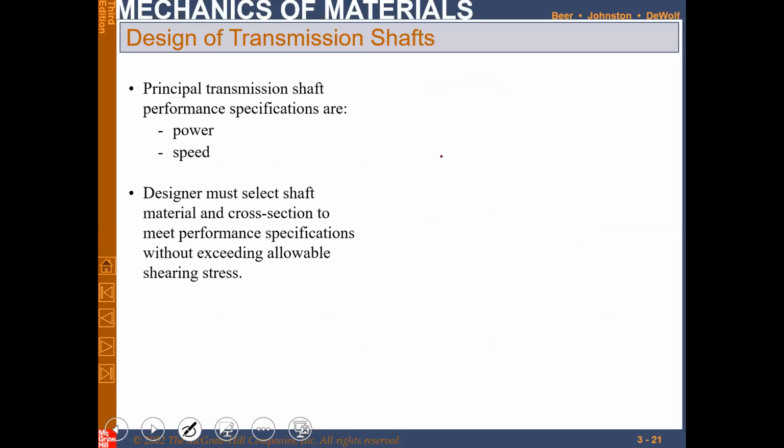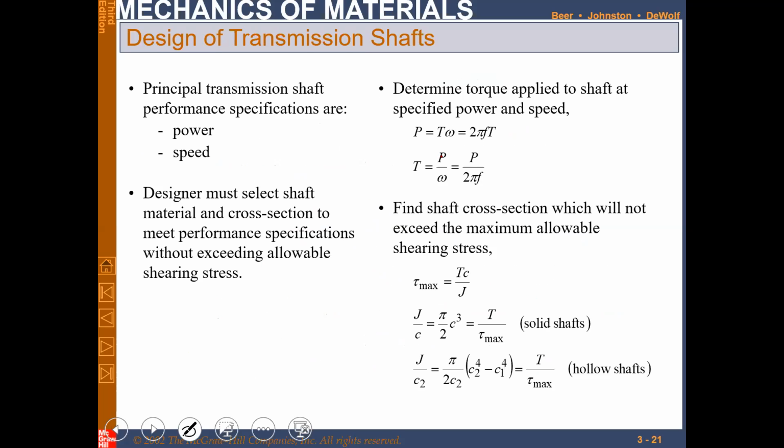So this is for the transmission shafts. The principal transmission shaft performance specifications are power and speed. We have discussed all about this in detail. These are the expressions we have already discussed. Tau max will remain the same, Tc over J, right? And J over c ratio, for a solid rod, we know J is pi by 2 c to the fourth, divided by c. So one of the c's will be gone, giving pi by 2 c cubed, and that will be the T over tau max ratio.